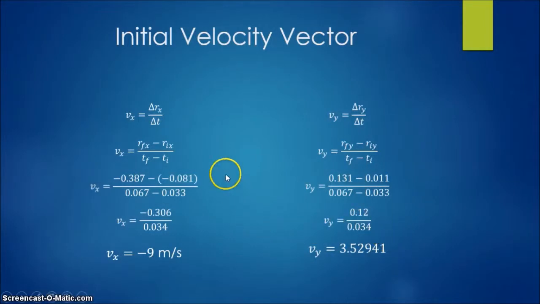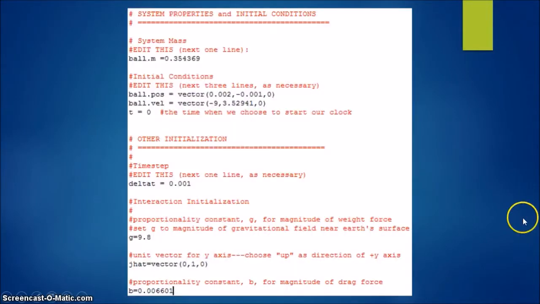We calculate the initial velocity vector by splitting it up into its x and y components, and I got these data points from the Tracker table I just showed you. As we remember, velocity is equal to r final minus r initial, all over delta t. As you can see, I did that for each component of the velocity vector and got these values. Now that we have our data, we can model the ball's motion using VPython.